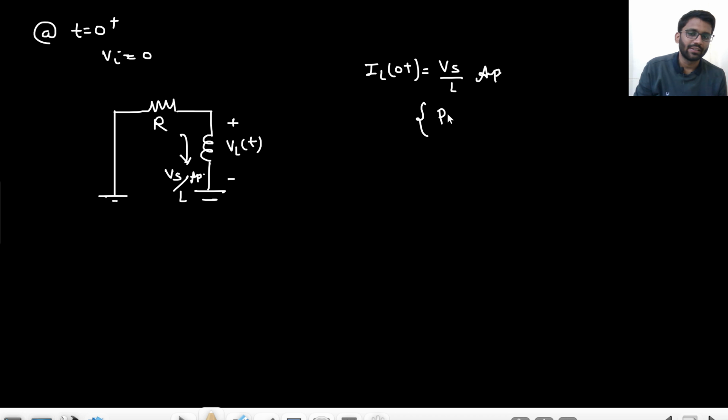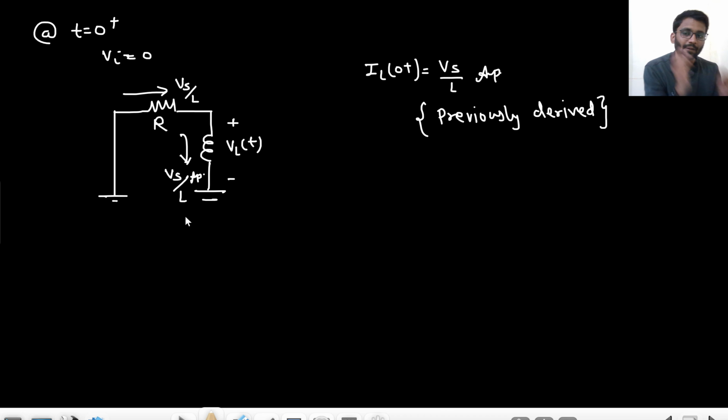How did I write it? Previously derived. Because of the impulse voltage, how much current is coming? Vs by L. Now the same Vs by L current is flowing here. Because of that Vs by L current, there is this voltage drop, that is VR at t equals to 0 plus. Are you getting my point? The Vs by L current is flowing through the inductor at t equals to 0 plus. The same current is flowing through the resistance as well, because they are connected in parallel, right?